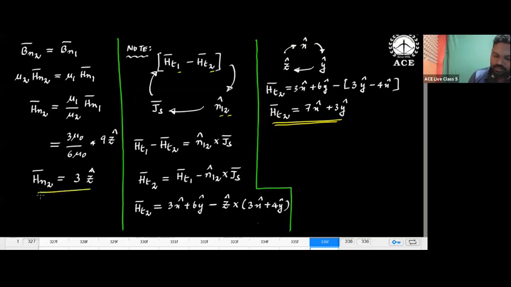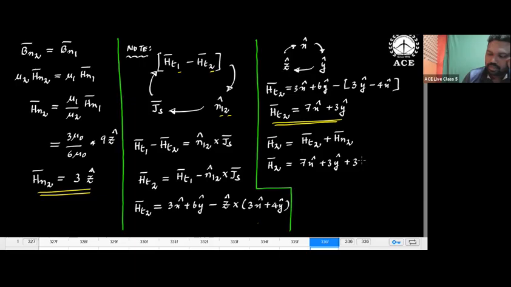Here it is HN2. So what is the overall H2 vector? First you can write it like this: HT2 plus HN2. Here it is 7x cap plus 3y cap plus 3z cap. Units are ampere per meter.